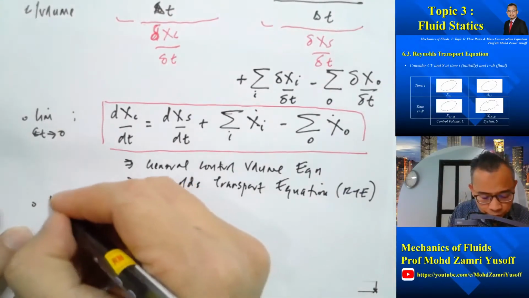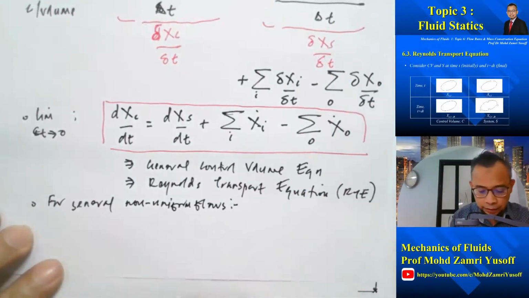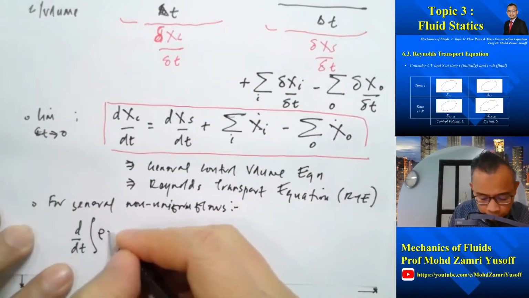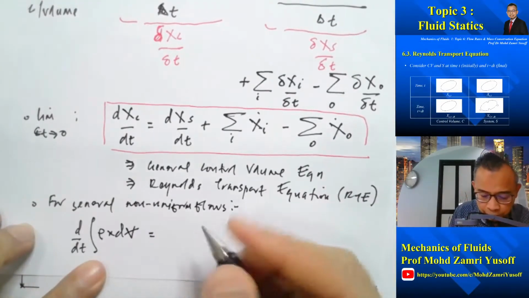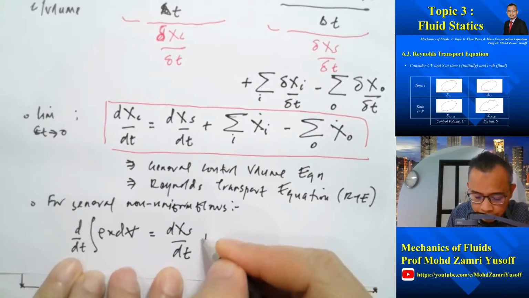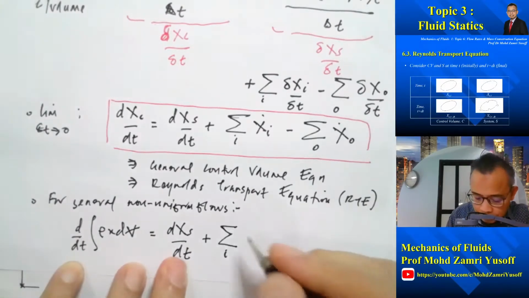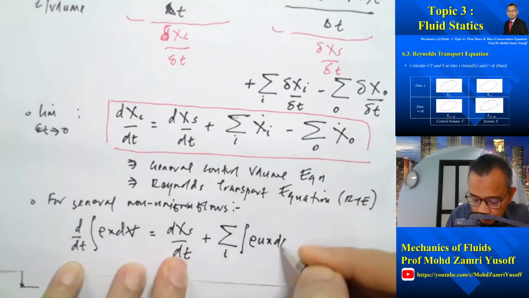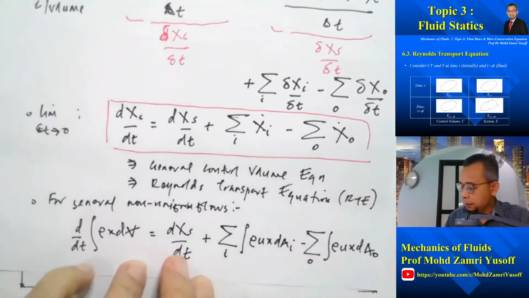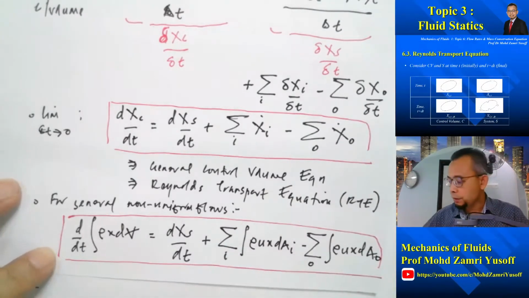And then if the flow at inlets and at exits is non-uniform, then we need to write the general equations for non-uniform flow. For general non-uniform flows, this rate of change here, we have to do integration, so d by dt of rho x d volume must be equal to dxs by dt, this term here, but then the flow rate at inlets and exits, as per what we derived in the last part of the chapter, for all the inlets will be equal to rho ux dA inlet minus, for all the outlet, rho ux dA outlet.